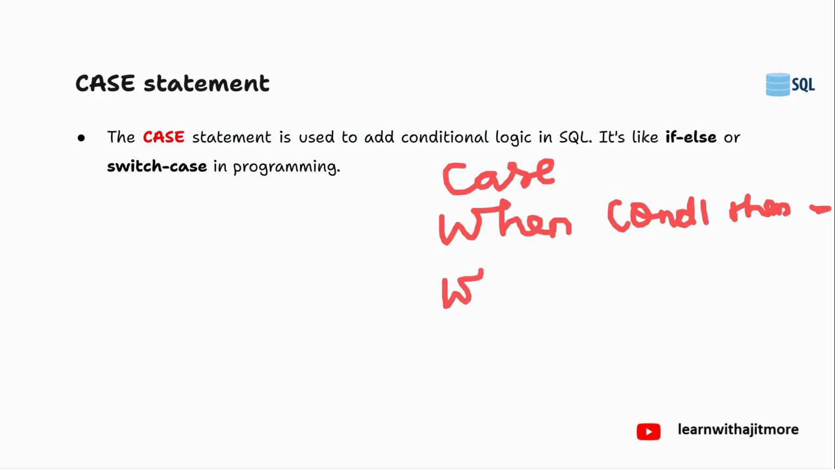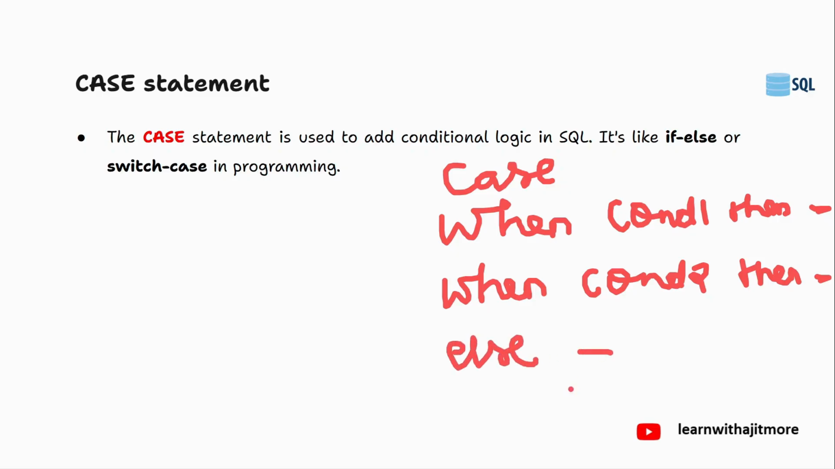Get it? And again, next condition, when condition 2, then some action. This way you can have any number. And last is else and end case. End case or only end? I'll just check. I think only end is there. Okay, I'll show you on the slide.